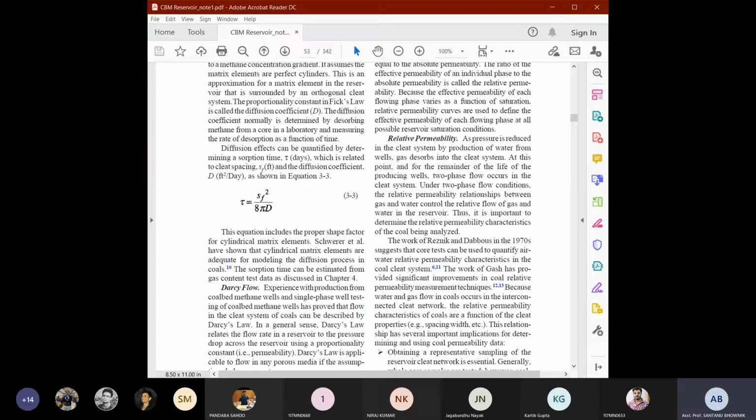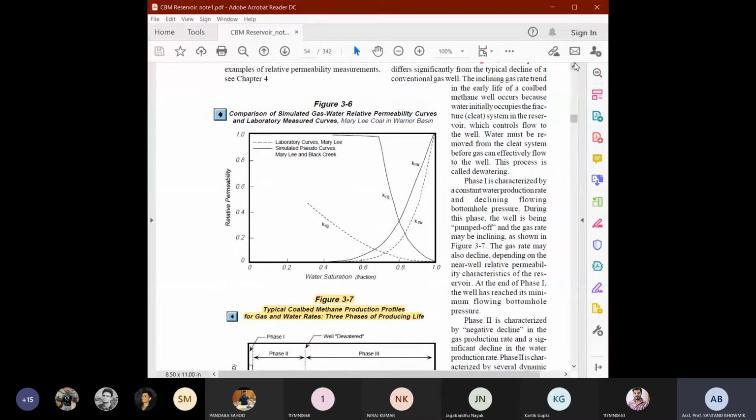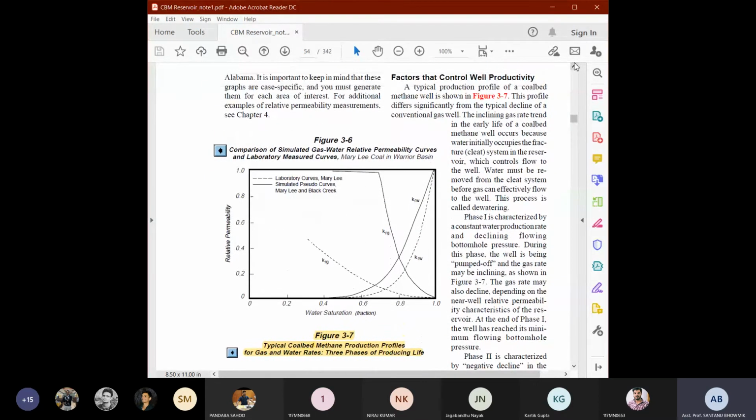Okay, now continuing this discussion, we'll be moving into the factors which are important for the well productivity, that control the well productivity. Well productivity means: the gas production well is there, how much production you are going to get, and how much recovery of the gases, or the coal, you are going to achieve.